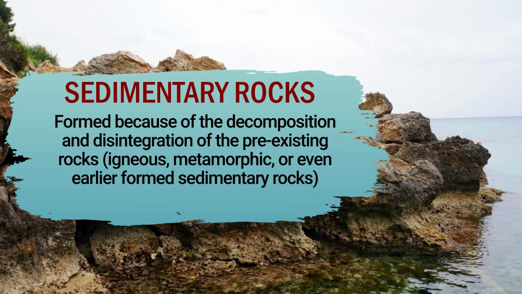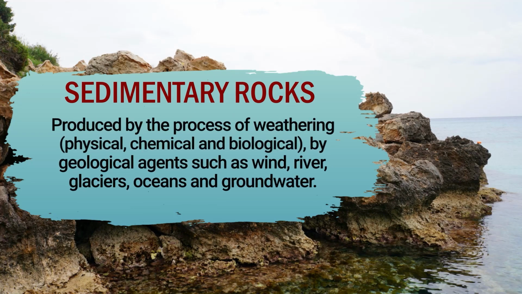Decomposition means composition change, disintegration means mechanical breakdown. And the pre-existing rocks may be igneous, may be metamorphic, or even may be sedimentary rocks itself. And they are produced by the process of weathering. As you know, weathering can be physical, chemical, biological. They can be also by agents, geological agents such as wind, river, water, glaciers, oceans and groundwater.